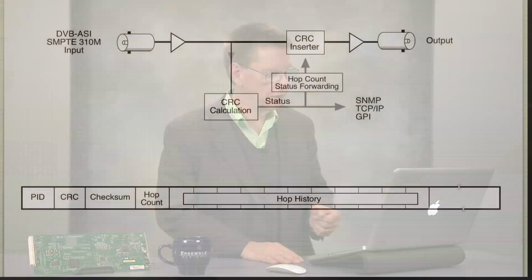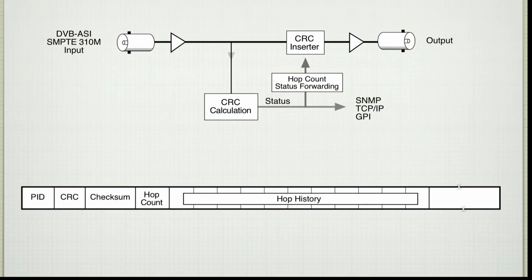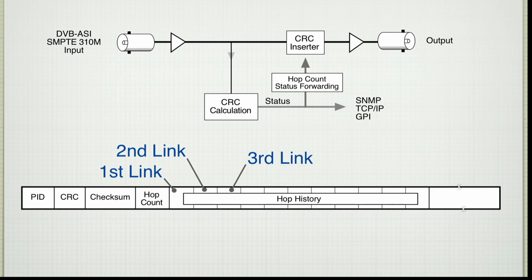Now, I mentioned a moment ago that we also want to be able to identify the individual positions in the path where an error could have occurred. So to do that, the Avenue 4150 DVB ASI distribution amplifier with CRC forwarding will calculate the CRC and forward on to the next link an indication of whether the data arrived at that point with good integrity. We do that by building in the CRC packet a hop or link history, where the status of each one of the links along the way is carried in the path to the final output.